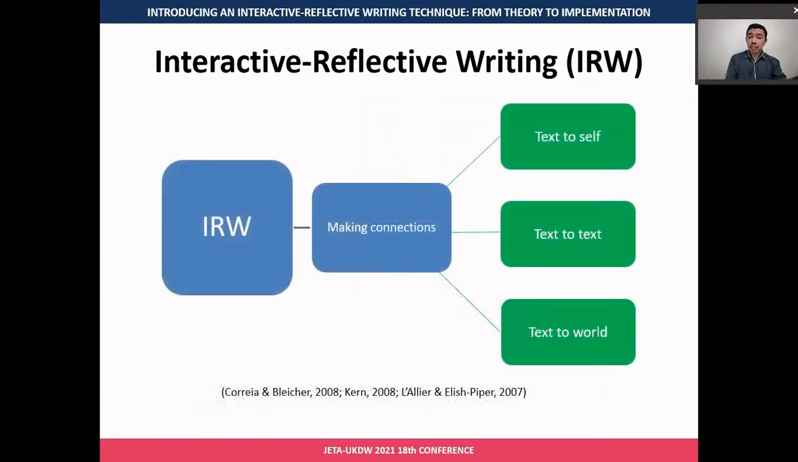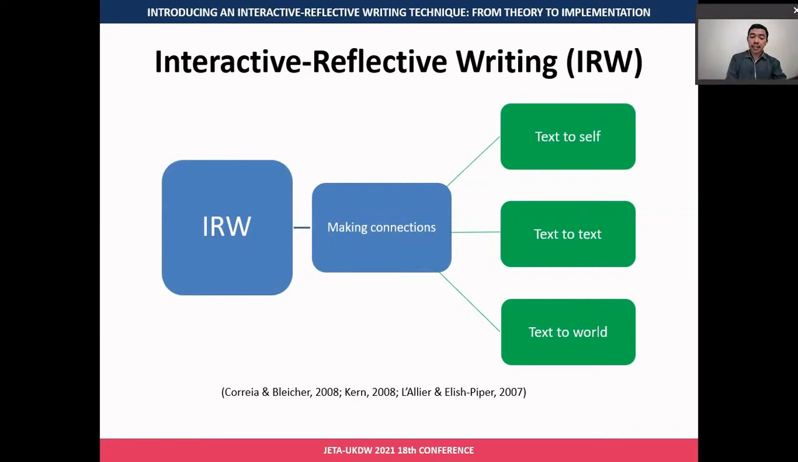And talking about making connections, there are 3 types of making connections. Number 1, in connecting text to self, we can ask how what we have already known, our personal experiences, feelings, and thoughts can relate to what we read.